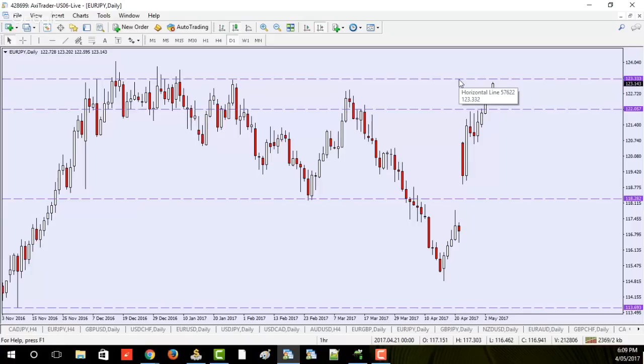So even though I know that we're in the vicinity, we've peaked out at 123.20 on the euro yen. We may see a reason to sell when it gets up there and goes another 20 pips or so.